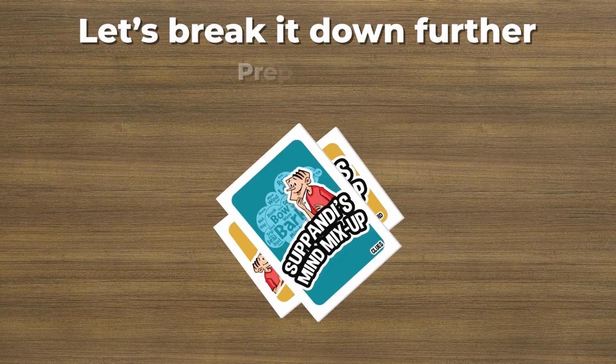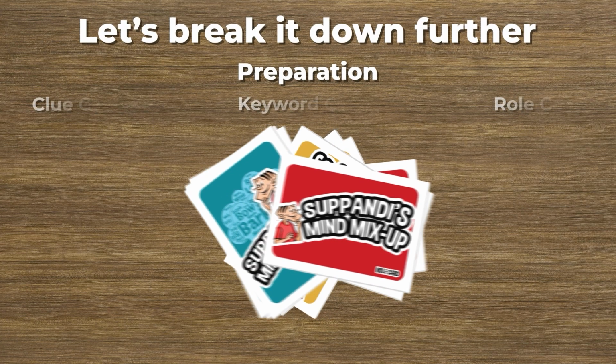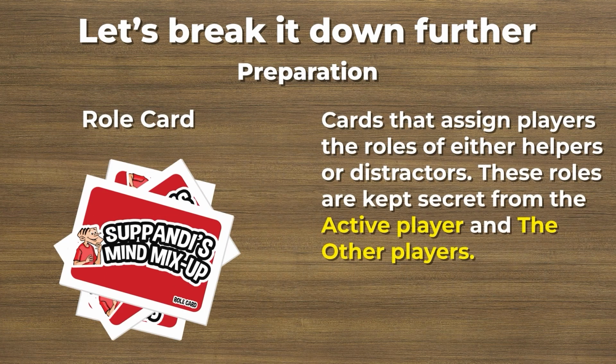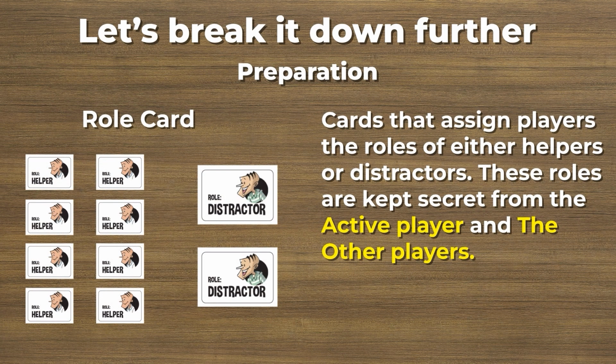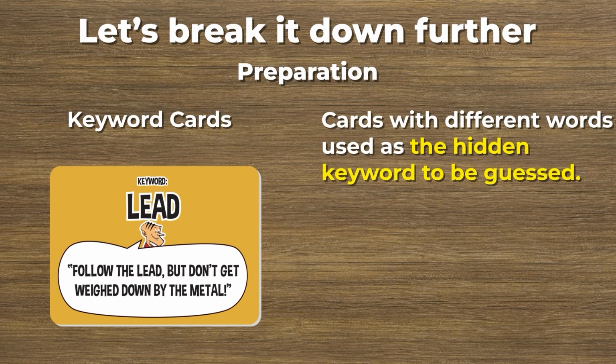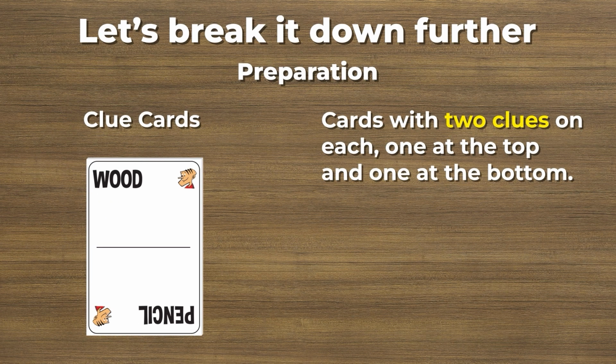Let's break it down further. Here's how you prepare. Separate your cards. Sort the cards out into 3 categories. The role cards, which are the cards that assign players the roles of either helpers or distractors. These roles are kept secret from the active player and the other players. The keyword cards, which are cards with different words used as the hidden keyword to be guessed. And the clue cards, cards with 2 clues on each, one at the top and one at the bottom.